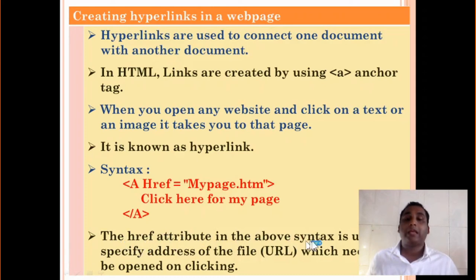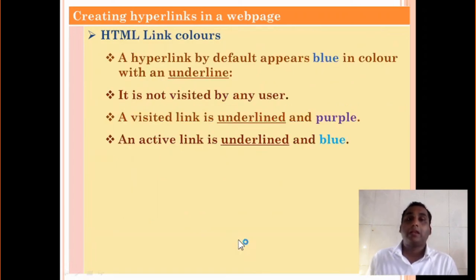The href attribute in the above syntax is used to specify the address of a file. That means href is used to specify the URL of a web page or an HTML document which needs to be opened on linking. HTML link colors: by default a link appears in blue and underlined if it is not visited. If a link is visited, you will see purple. And if a link is active, you will see red or blue.